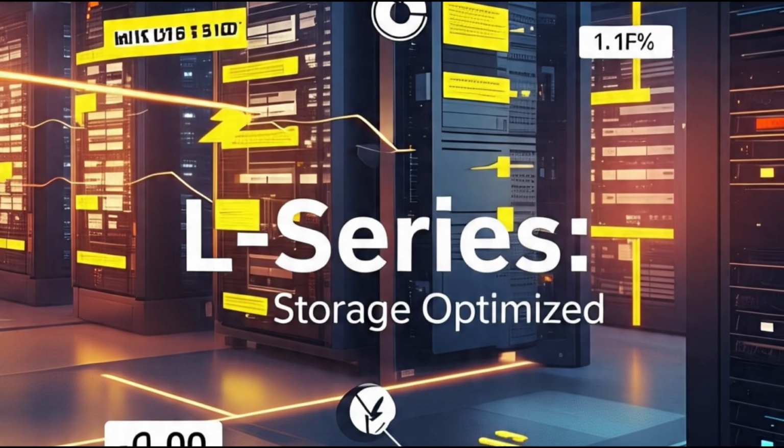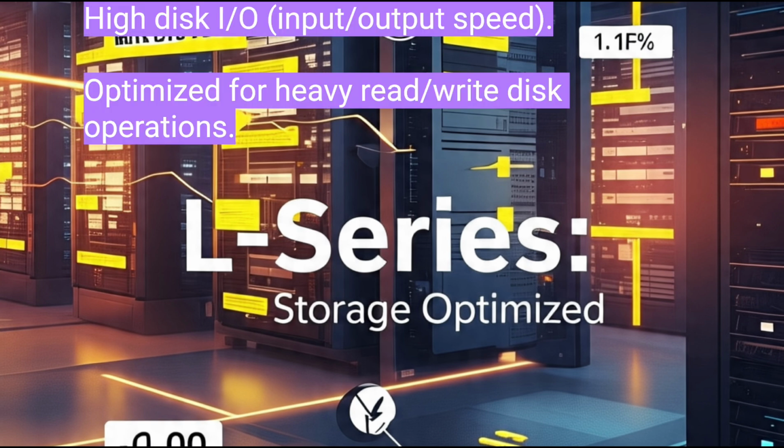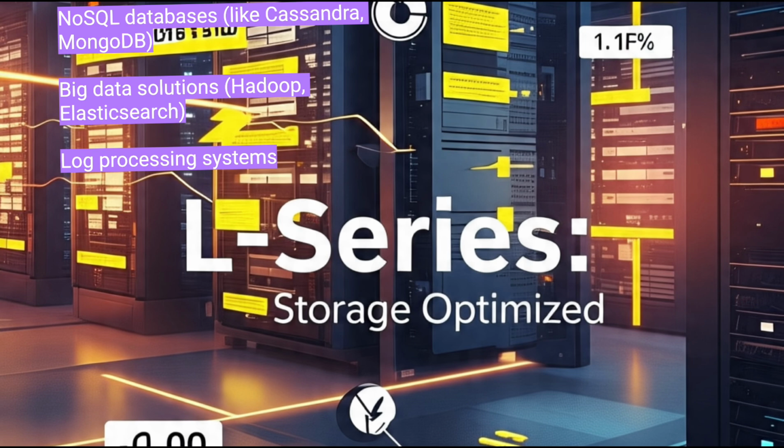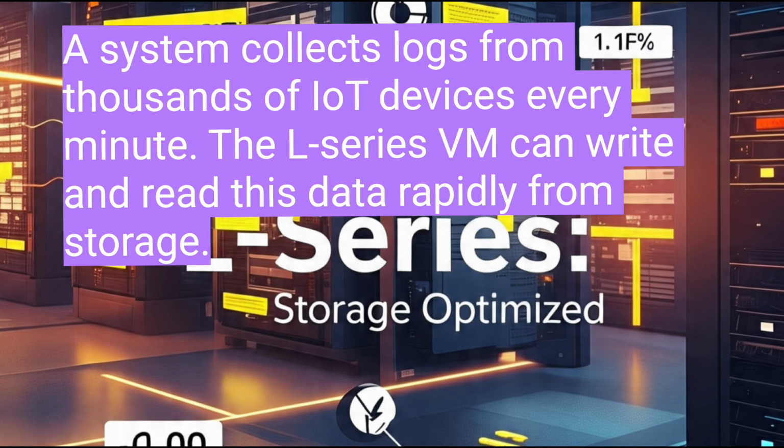Number 7, L series storage optimized virtual machines. These virtual machines are very good where high disk input output speed is required, and are optimized for heavy read write disk operations. It is best for NoSQL databases like Cassandra, MongoDB, for big data solutions like Hadoop, Elasticsearch, and for log processing systems. In an example scenario, a system collects logs from thousands of IoT devices every minute. The L series virtual machines can write and read this data rapidly from storage.